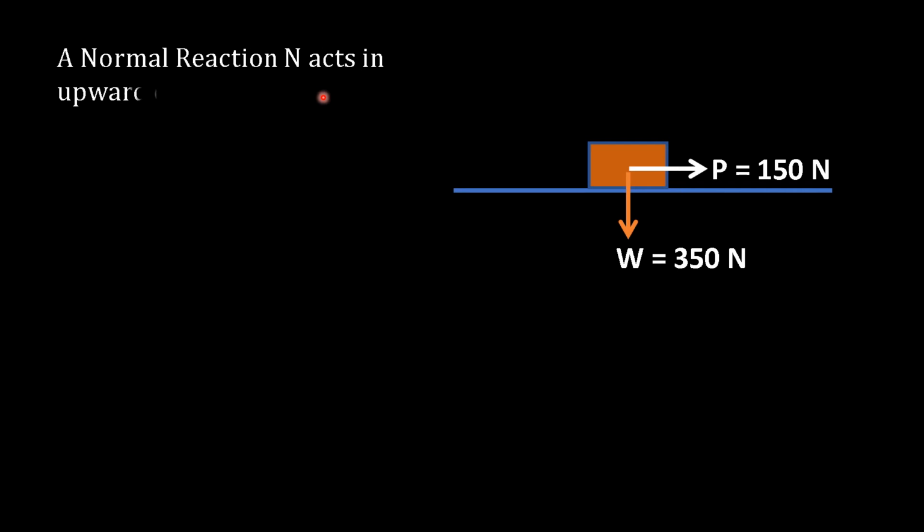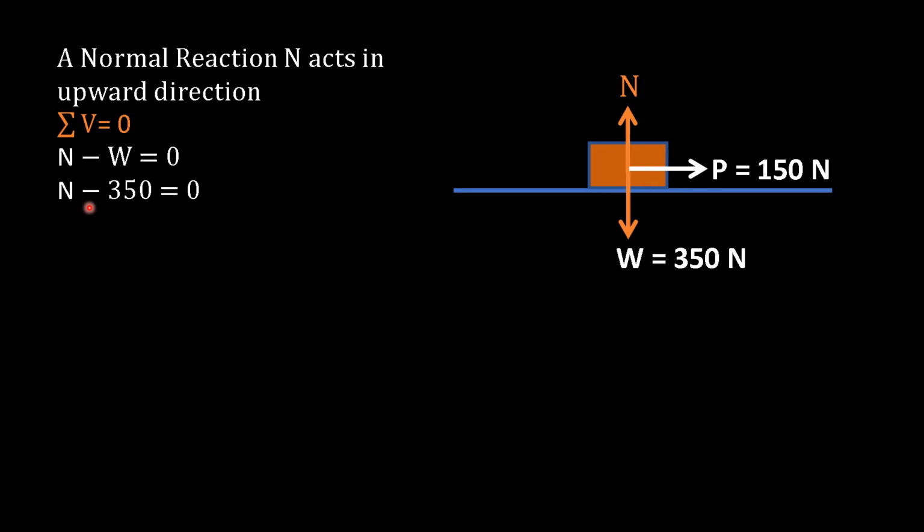A normal reaction N acts in the upward direction like this. Now summation of vertical forces will give us N minus W equals 0. N is positive because it is upwards, W is negative because it is downwards. That gives us N minus 350 equals 0 or N equals 350, which is the normal reaction. So N is 350 Newton.